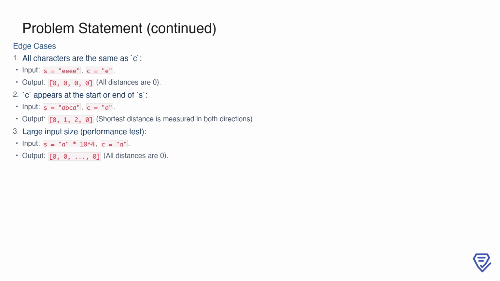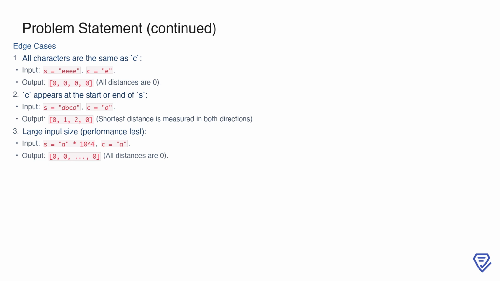First, if all the characters in the string are the same as C, such as S equals E and C equals E, then all distances are 0 because every character is already E. The output in this case would simply be 0, 0, 0, 0. Another edge case occurs when C appears at the beginning or end of the string. For example, if S equals ABCA and C equals A, the shortest distances are calculated in both directions, resulting in 0, 1, 2, 0. Lastly, for performance testing, imagine a very large input where S consists of 10,000 A's and C is also A. In this case, all distances are 0, and the output is 0, 0, 0.